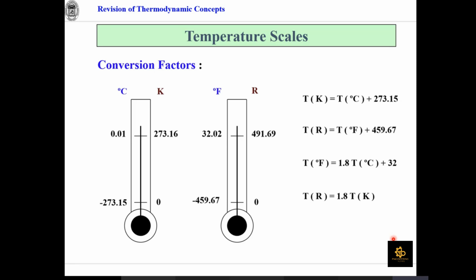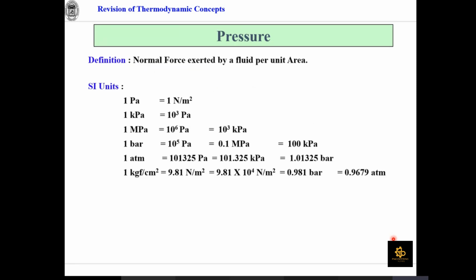So how to convert it. Then pressure, you also know, is the normal force exerted by a fluid per unit area. The units of pressure are different as we go from SI units: the Pascal, kilopascal, megapascal. You have to know how to convert from megapascal to kilopascal, and how to convert from bar to Pascal. So these are some conversion factors, and you have to use these factors more frequently in your course as well. These are some SI units.